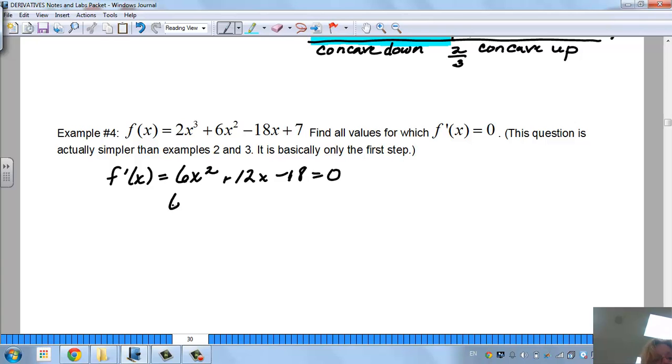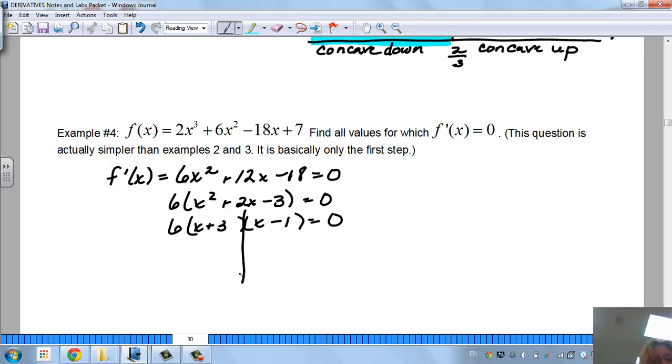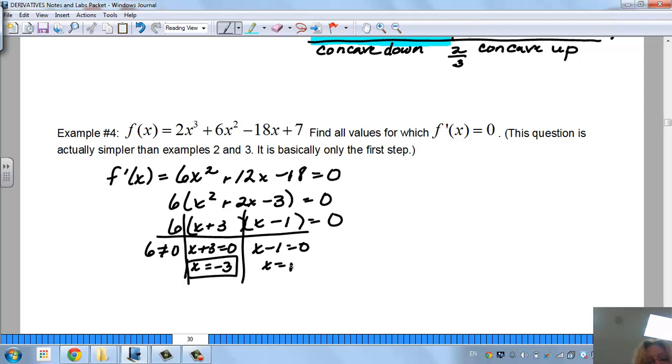I'm going to factor out the 6, and then factor it some more. So I have x plus 3, x minus 1. Make a big T here. So 6 will never equal 0, so thanks for playing. x plus 3 equals 0, x equals -3. And x minus 1 equals 0, or x equals 1.